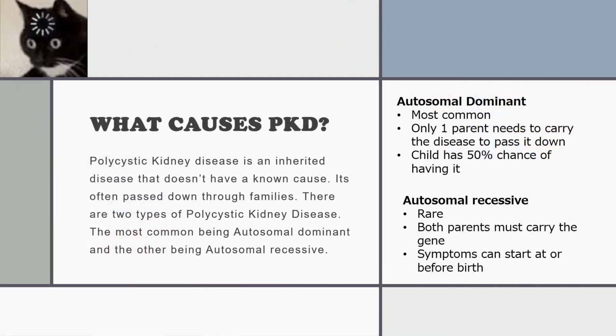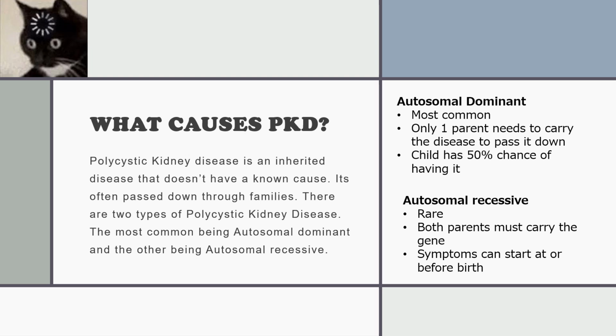What causes polycystic kidney disease? Polycystic kidney disease is an inherited disease that doesn't have a known cause. It's often passed down through families. There are two types of polycystic kidney disease, the most common being autosomal dominant and the other being autosomal recessive. In the dominant form, like I said, it's most common. Only one parent needs to carry the disease to pass it down.